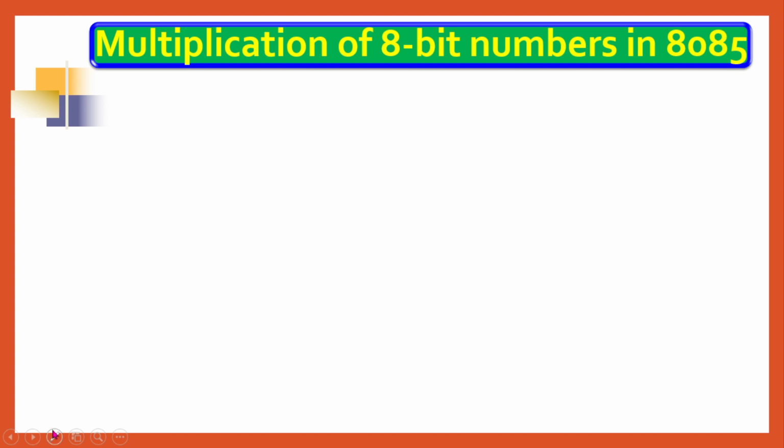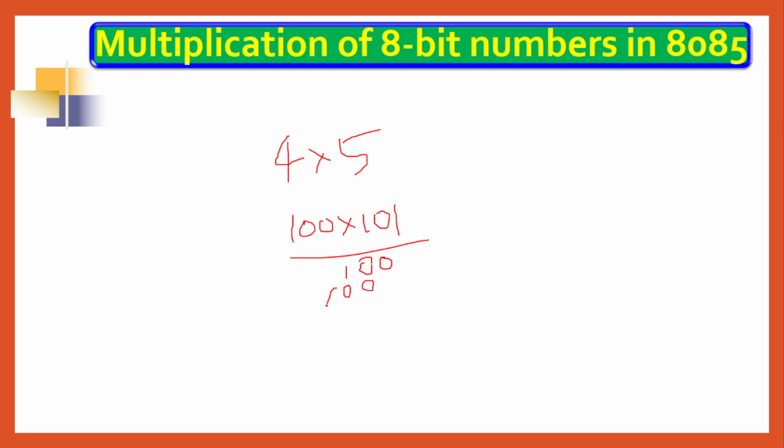So you know multiplication of two 8-bit numbers. For example, we are multiplying 4 into 5. Binary multiplication is the same as decimal multiplication. Binary 4 is 100, and 5 is 101. When you multiply, we take 1 into 100, then 0, then again 1 into 100. Adding these, from the LSB we get 0 0 1 0, then 1, so the 4 bits are 1 4.